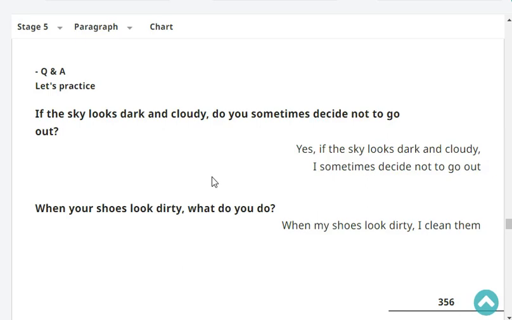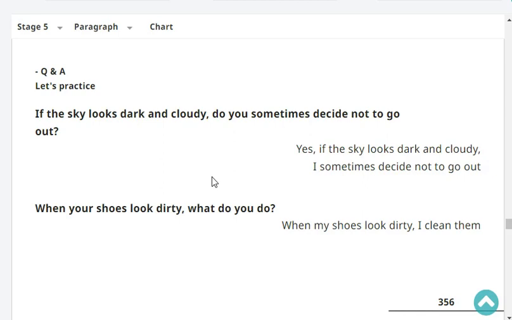If the sky looks dark and cloudy, do you sometimes decide not to go out? Yes, if the sky looks dark and cloudy, I sometimes decide not to go out.